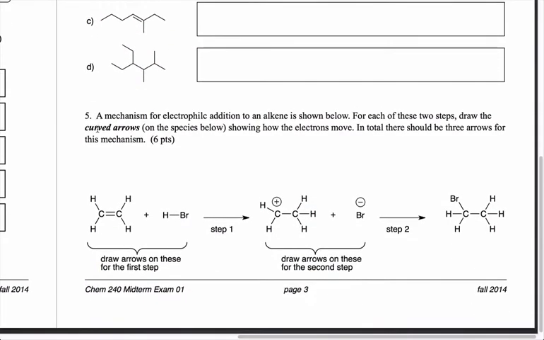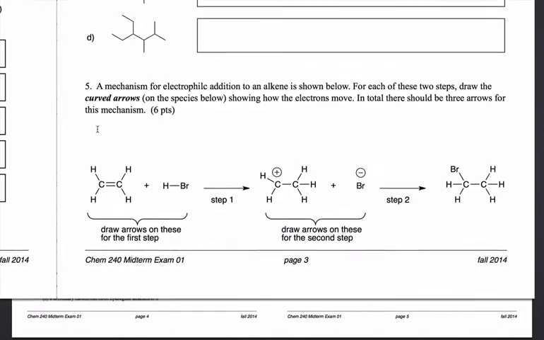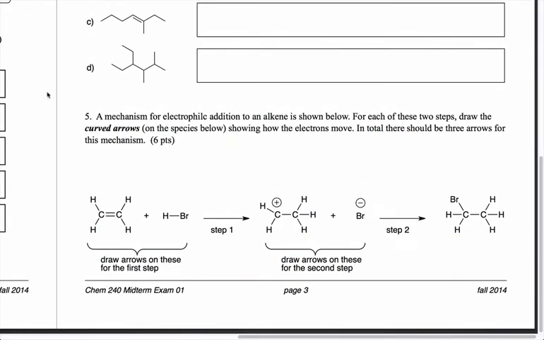Okay, problem 5, I asked you to draw reaction mechanism arrows to describe the electron flows in these reactions. So this is the electrophilic addition to a double bond. So we're adding HBr to a double bond in a two-step process. And I indicated here that we should have 3 different arrows. Two arrows actually belong to the first step, and 1 arrow belongs to the second step.